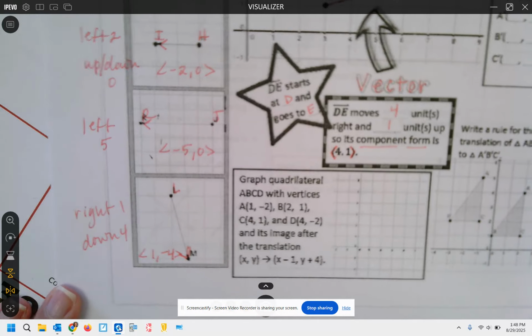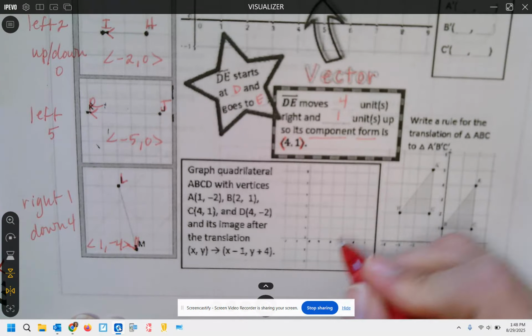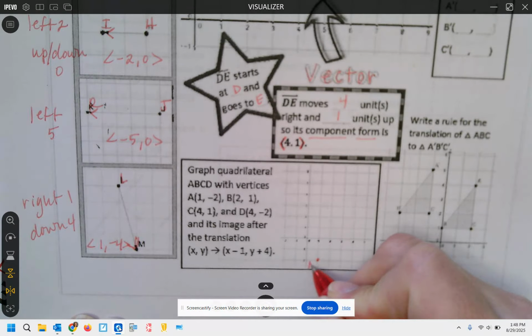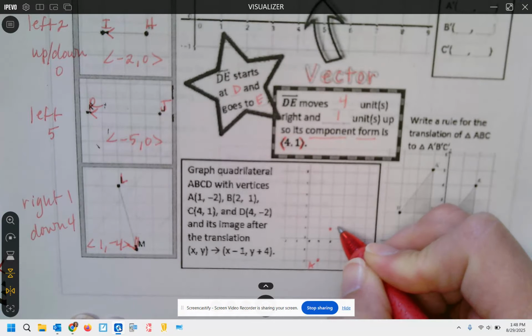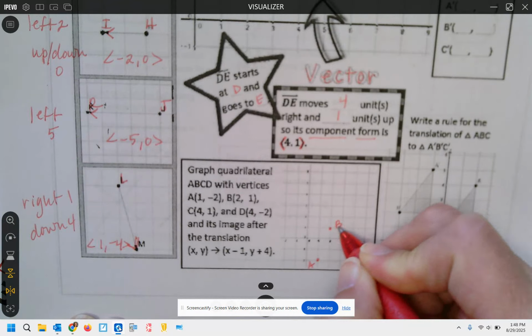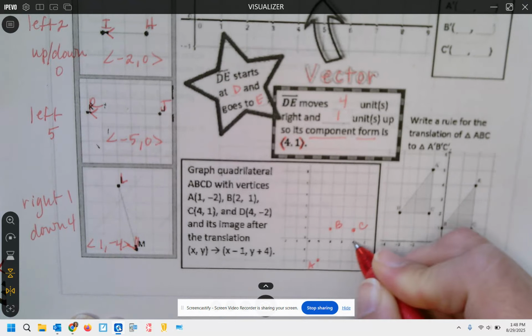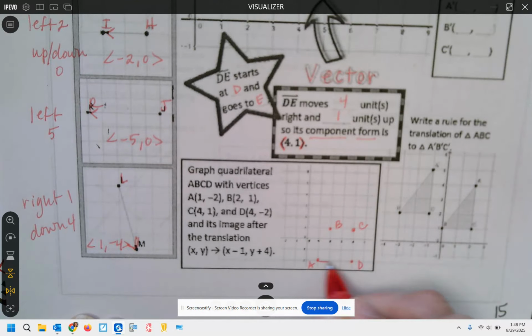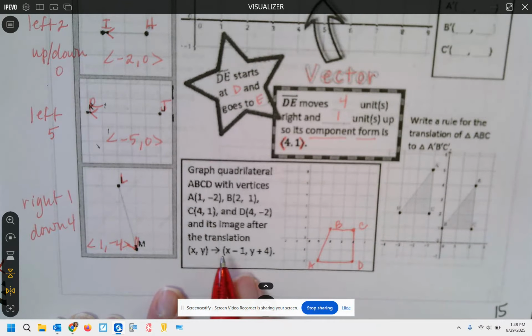Okay, then if we move to this middle box here, it says graph quadrilateral ABCD with vertices that are given, and then its image after the given translation. So point A is at 1, -2. Point B is at 2, 1. Point C is at 4, 1. And point D is at 4, -2. So here's our four-sided quadrilateral. And we're supposed to produce its image after this translation.